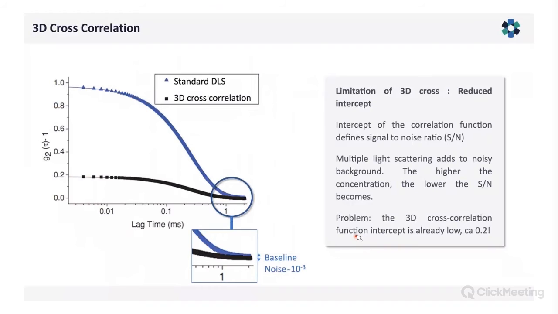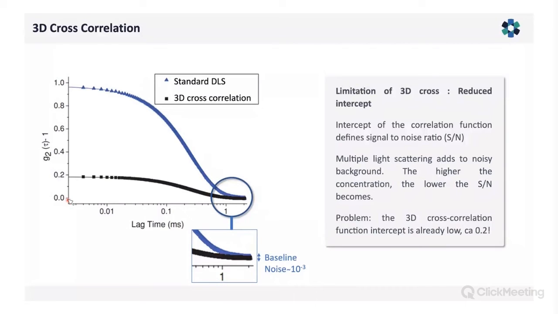Okay, so what about this signal to noise? What is the signal? What is the noise? In any type of dynamic light scattering experiment, you measure this type of correlation function. If you plot it the way I plot it here, this is the intensity correlation function minus 1. So this is a function that starts at 1 and drops to 0.